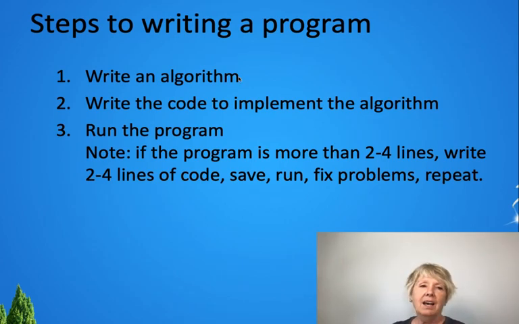Okay, and we will do that. You study algorithms. Then you write the code to implement the algorithm, and then you run the code, which is the program. And by the way, as we get into bigger programs, you won't write the whole program in step 2. You'll write 2 to 4 lines of the program, save it, run it, see if it works. If it works, great. You continue back to step 2, write 2 to 4 more lines, run it. If it doesn't work, you know the problem is in the previous 2 to 4 lines that you wrote.